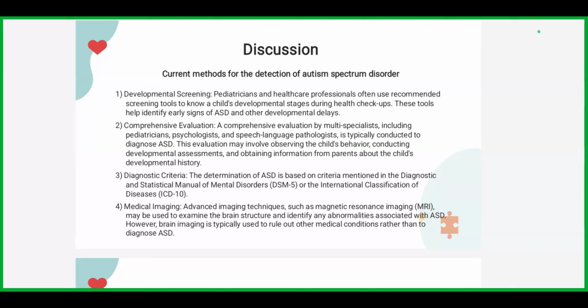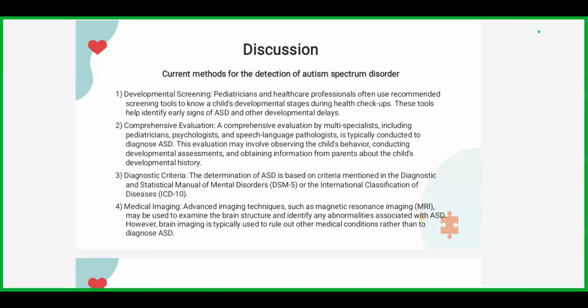Also, a comprehensive evaluation by multiple specialists, including the pediatric psychologist and speech language pathologist, is typically conducted to diagnose autism spectrum disorder. This evaluation may involve observing the child's behavior, conducting developmental assessments, and obtaining information from parents about the child's developmental history. In the clinical setting, the determination of autism spectrum disorder is based on the criteria as per the DSM-5 and the ICD-11.